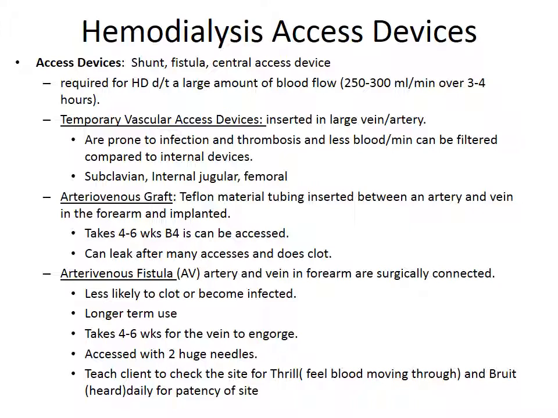The gold standard for the patient who requires long-term dialysis would be the arteriovenous fistula. The AV fistula is where an artery and a vein in the forearm are surgically connected. They're less likely to clot or become infected. They're available for longer-term use, but they do take 4 to 6 weeks for the vein to engorge, and sometimes longer. Oftentimes, patients who need long-term hemodialysis will have a temporary vascular access device inserted to allow for dialysis while the arteriovenous fistula is healing.